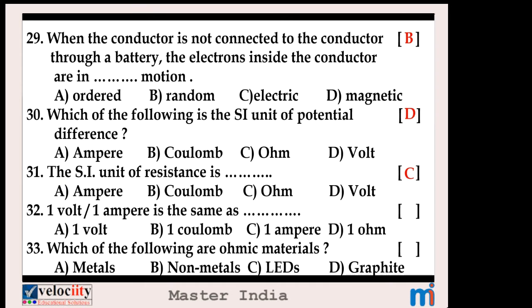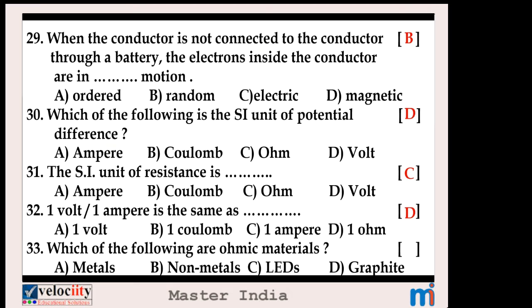32. 1 volt by 1 ampere is the same as dash. Option A. 1 volt. Option B. 1 coulomb. Option C. 1 ampere. Option D. 1 ohm. So answer is option D. 1 ohm. So 1 volt by 1 ampere is the same as 1 ohm.